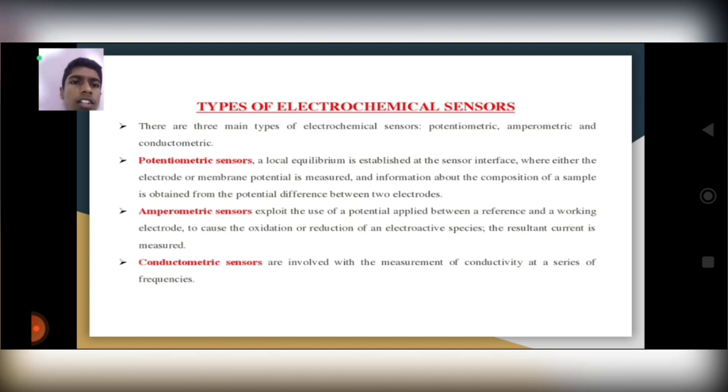Amperometric sensors exploit the use of a potential applied between a reference and a working electrode to cause oxidation and reduction of the electroactive species. The resultant current is measured. Conductometric sensors: these are involved with the measurement of conductivity at a series of frequencies.